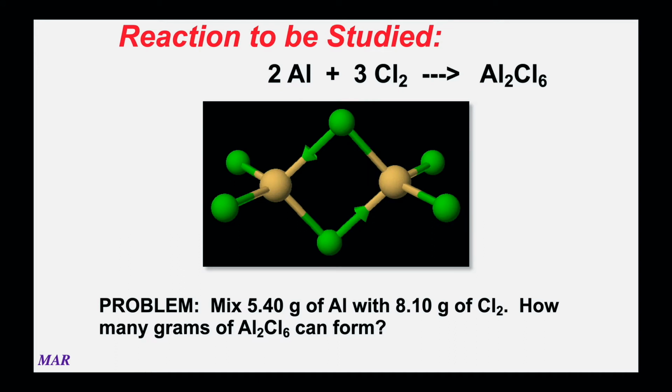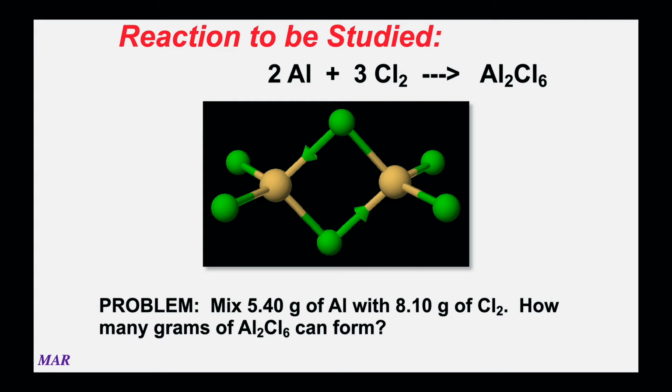Here's a reaction we're going to look at between aluminum and chlorine, making Al2Cl6. This is an aluminum chloride dimer. It's a twisted metal. Aluminum is just like boron we saw earlier. Anyway, that's neither here nor there. The question is, we're mixing 5.40 grams of aluminum with 8.10 grams of chlorine, and it says how many grams of aluminum chloride can it make? And it might be tempting to just add 5.40 plus 8.10, and whatever that answer is, that would be your answer for Al2Cl6.